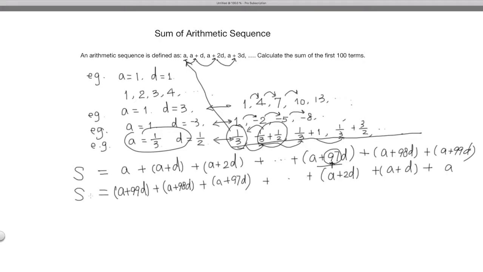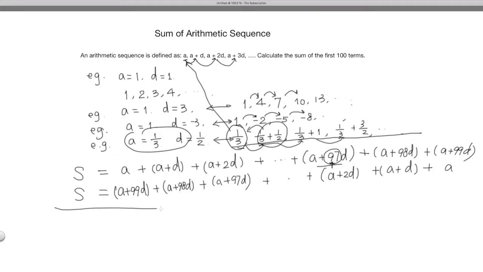Okay, and these two sums are the same based on the property that addition is commutative, so it does not really matter about the order. Remember that if you have a subtraction there and change the order, you have to be careful; you have to carry around the signs as well. Come back to this. So we have s equals a plus a plus d all the way to a plus 99d. And s also equals a plus 99d plus a plus 98d and all the way to a.